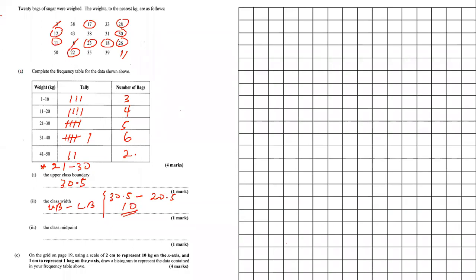How did you get the 20.5, sir? You minus 0.5 from the 21. And the 30.5 is the upper boundary because you add 0.5 to 30. That makes it 30.5.